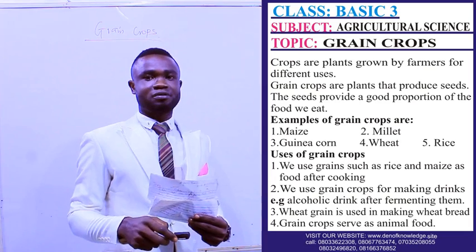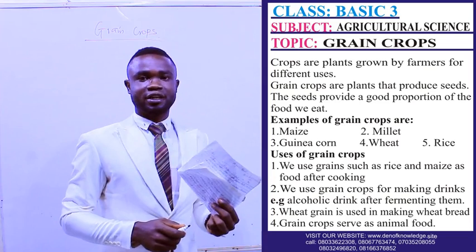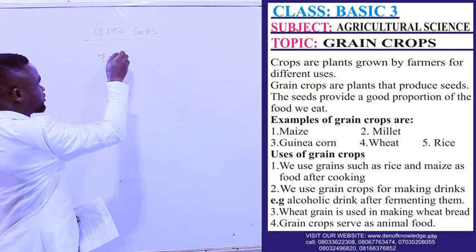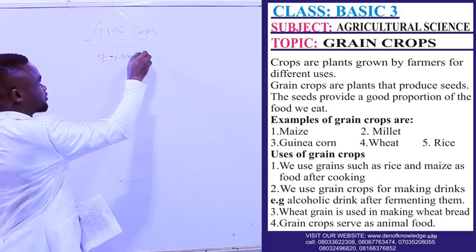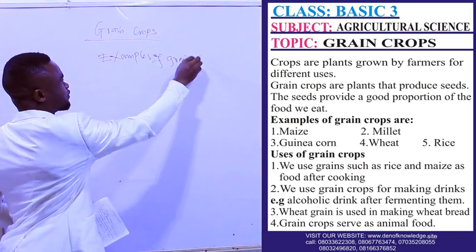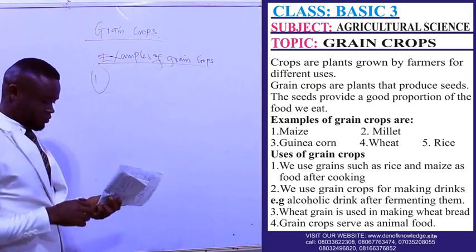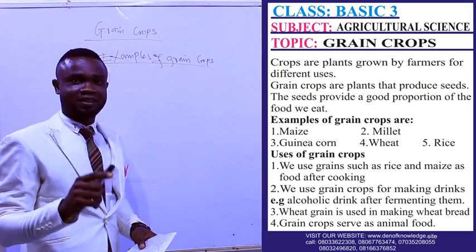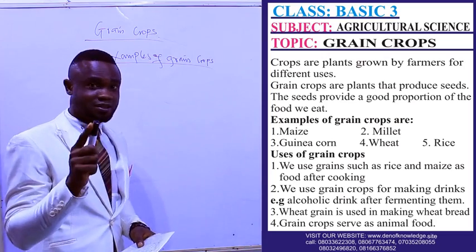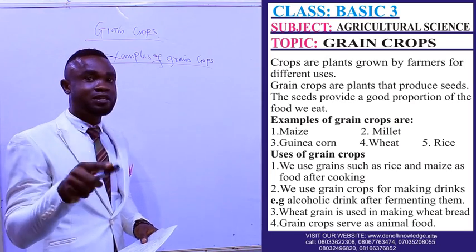Let's see examples of grain crops. One is rice. Rice. You know rice? Do you eat rice? Do you take rice? Carbohydrate food.